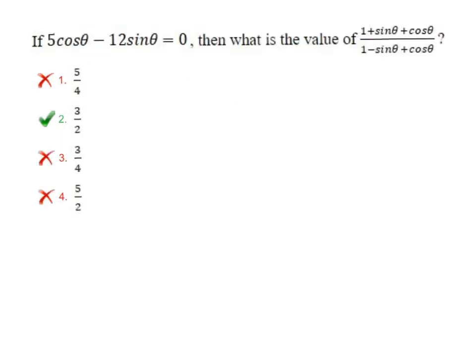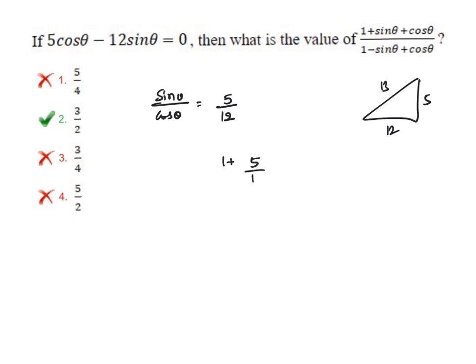We have 5 cos theta is equals to 12 sin theta. So I can get sin theta by cos theta, that is tan theta is 5 by 12. So 5 by 12, therefore the hypotenuse is 13. Sin theta becomes 5 by 13. Cos theta becomes 12 by 13.